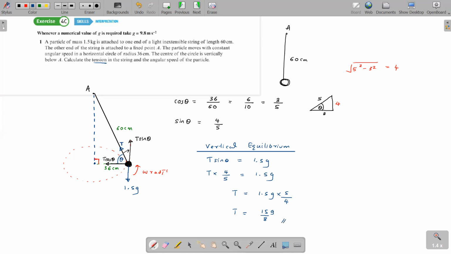They're asking you to calculate the tension in the string. So you could leave your answer as 15 G over 8, which is also a final answer, or else you could give the G value as 9.8 and give your answer to 2 SF or 3 SF. So either you can leave your answer as 15 G over 8, or you can use G as 9.8 in the calculator. How much do we get? Let's type it in the calculator.